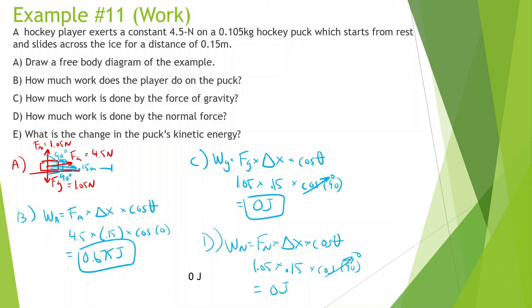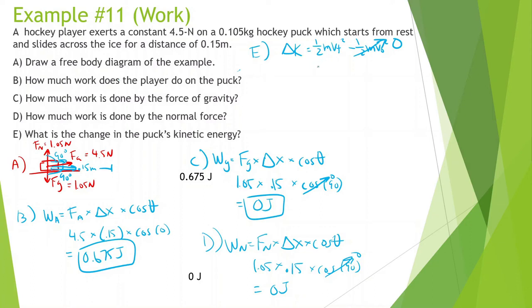Now, let's look at part E. What is the change in the puck's kinetic energy? There are a few things we need to do. What we should know is the change in kinetic energy is equal to 1/2 m v final squared minus 1/2 m v initial squared, so kinetic energy final minus kinetic energy initial. The good thing is it starts from rest, so the initial term just becomes 0. So we have to figure out what the final velocity is.